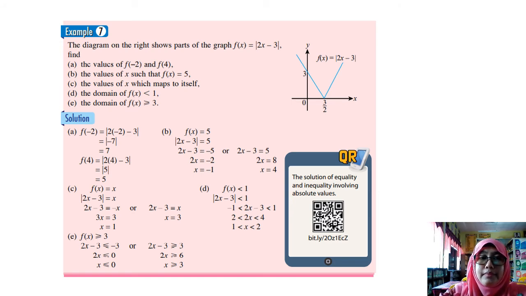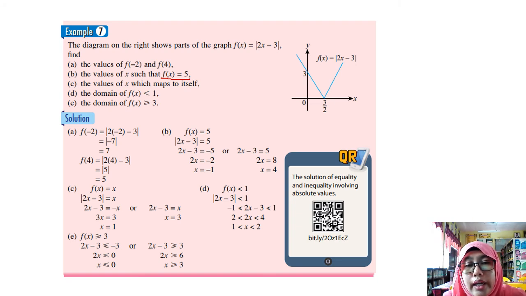Okay, soalan B pula dekat sini dia beritahu the values of x. Dia suruh cari nilai x such that f(x) equals to 5. Dia dah jadi lain dekat sini. 5 berada dekat sebelah kanan equation. Jadi kamu kena gantikan f(x) ni dengan equation modulus, the modulus of 2x minus 3 equals to 5. So untuk hilangkan modulus ni, kamu jadikan 5 ni satu negatif, satu positif.